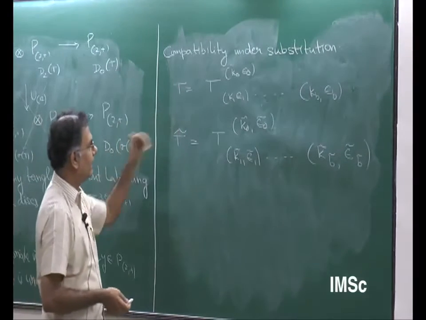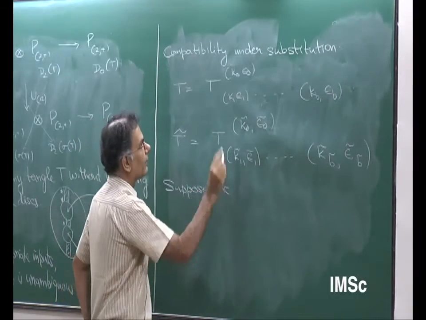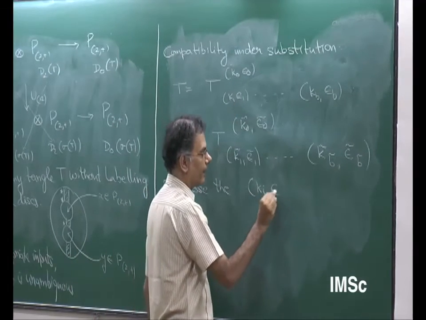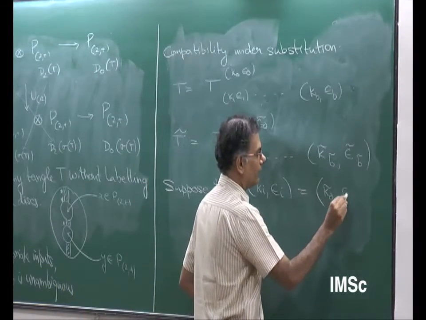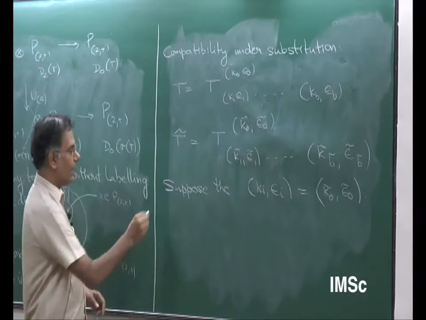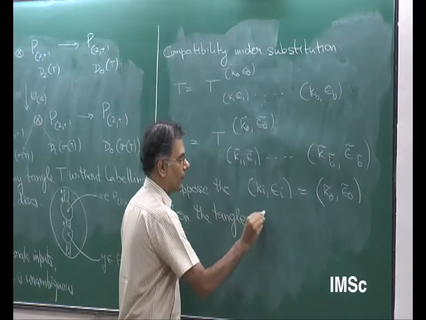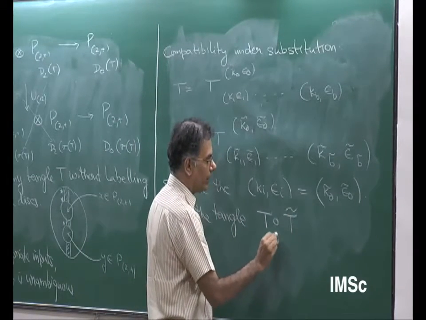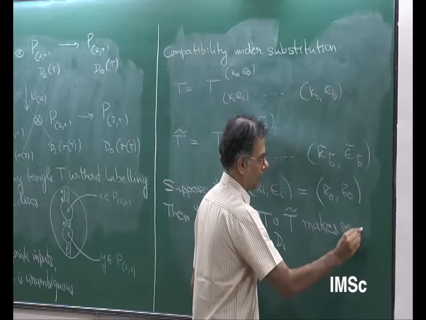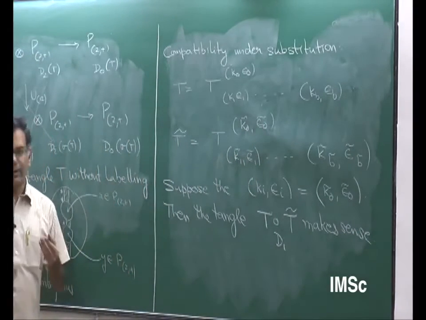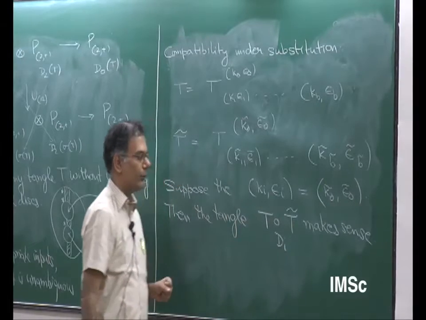So given tangles T and T tilde like this, let us suppose that the color of the ith disk of T, which is Ki epsilon I, is equal to the color of the external disk of T twiddle, which is K0 twiddle epsilon 0 twiddle. So then we know that the tangle T circle T twiddle, where you put in T twiddle into the ith disk of T, makes sense. So now we have three tangles. We have a T, we have a T twiddle, and we have this composed tangle T circle T twiddle over the ith disk of T.